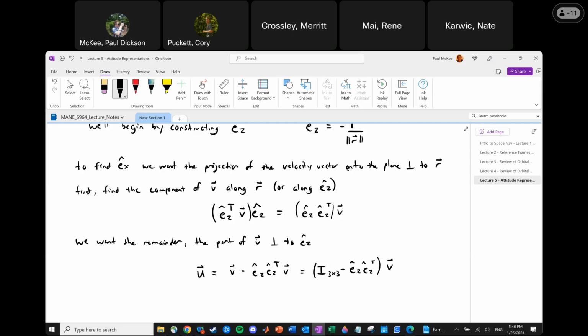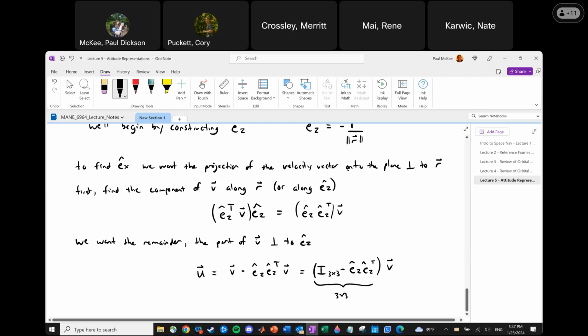V. And so what all of this does, and this is important to remember, identity matrix minus vector transpose is a matrix. It's going to be a 3 by 3 matrix which projects V onto the direction perpendicular to EZ, right? And so that still doesn't answer our question, right? We're still not quite there yet because we don't want U, we want EX. And you might say, okay, U equals EX. It's like, au contraire, it does not. We have not made it a unit vector.